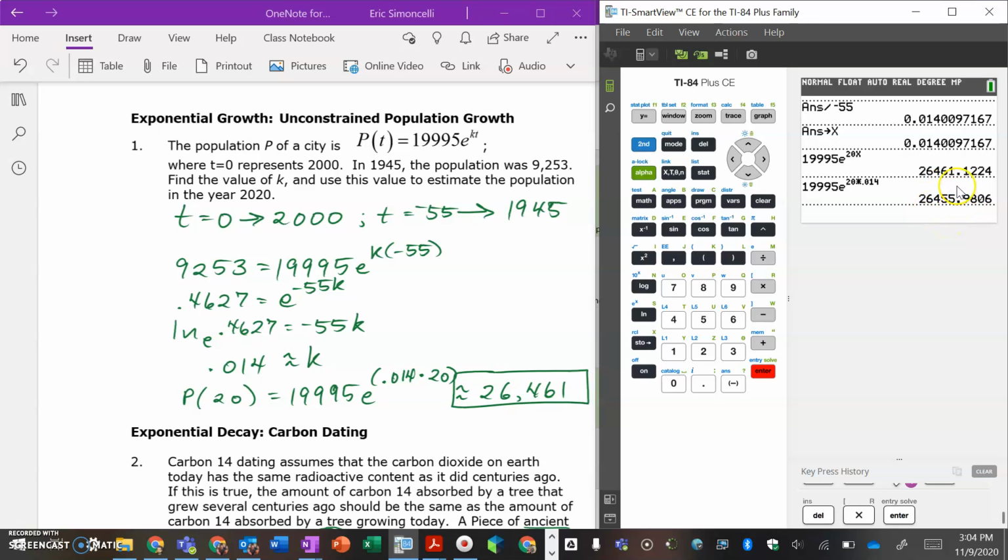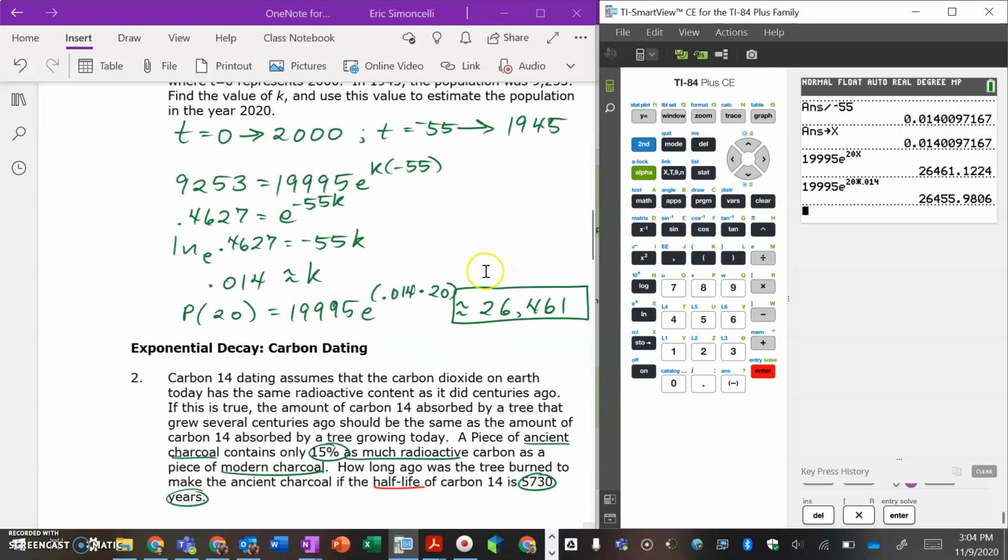However, the problem still is you used a decimal that was rounded in the middle. This decimal is more precise. Even though we're still rounding it, it's more accurate, I should say. This answer is not what we're wanting. So always use the decimal on your calculator as much as you possibly can without rounding, especially in the middle of a problem. Okay, let's talk about carbon dating.